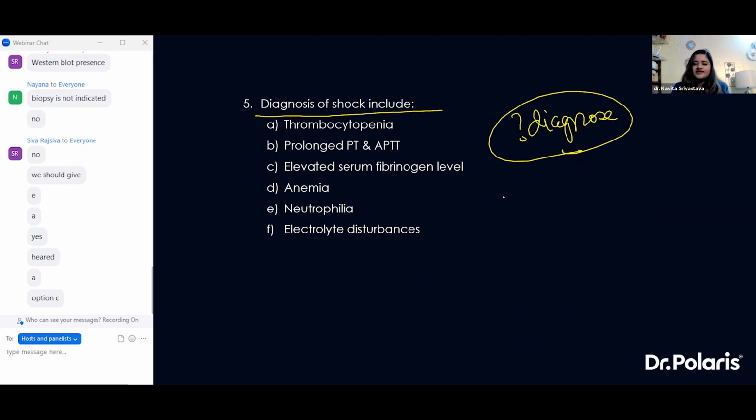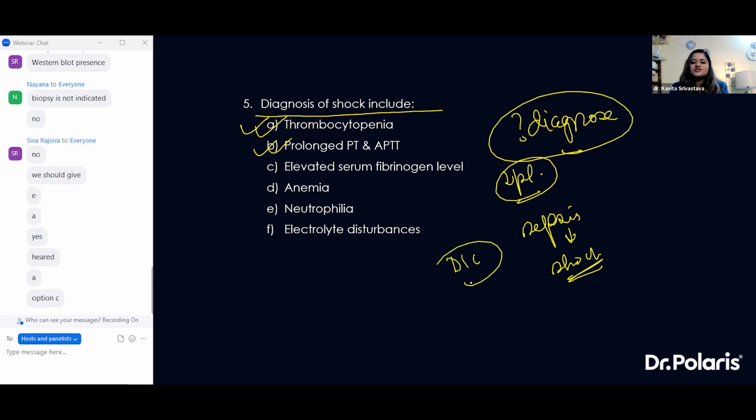Okay, is option C right or it is not right? Okay, let us see. Thrombocytopenia, definitely it will happen. Decreased platelet count is one of the most important features of sepsis, which can result into shock. Prolonged PT and APTT, again, very, very classical feature because of onset of DIC that happens in shock. Elevated serum fibrinogen level is not seen in a case of shock.